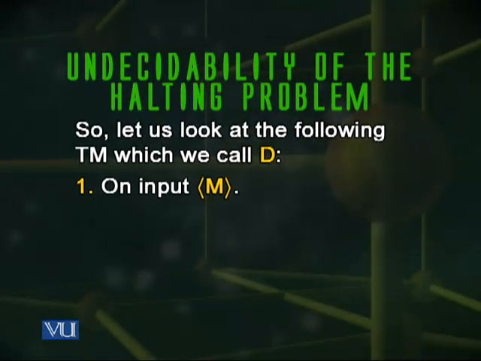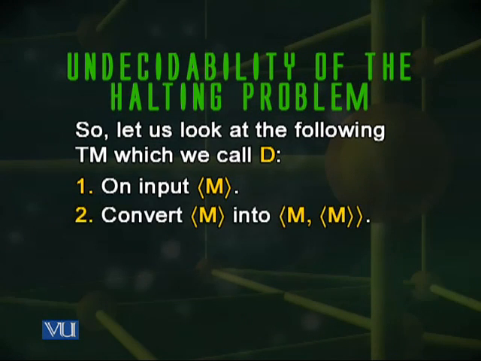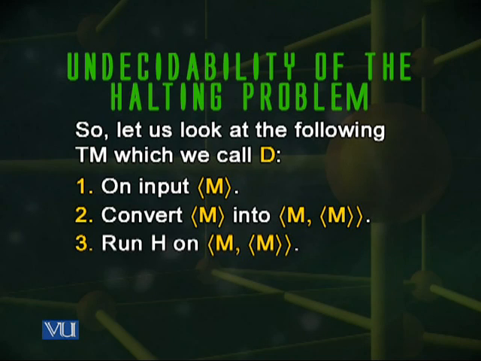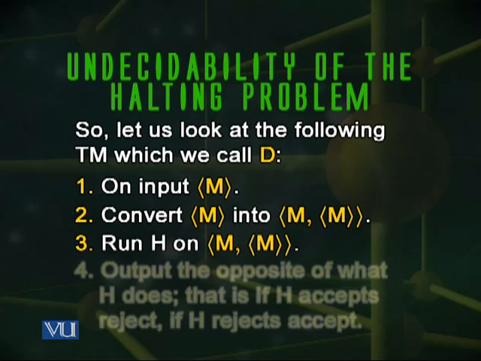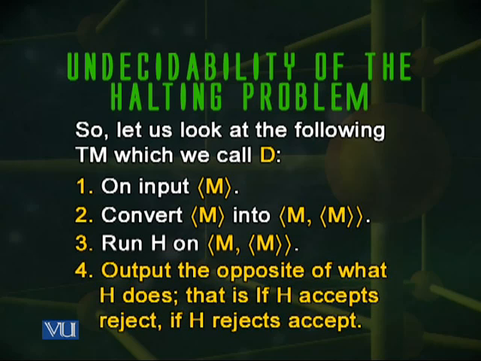D gets as input only a description of a Turing machine M. It then converts this description M into the pair M comma the description of M. Now it runs this hypothetical Turing machine H on M comma the description of M and outputs the opposite of what H outputs, which means if H rejects its input, then D accepts, and if H accepts its input, then D rejects. Let's think about whether we can make this Turing machine D.